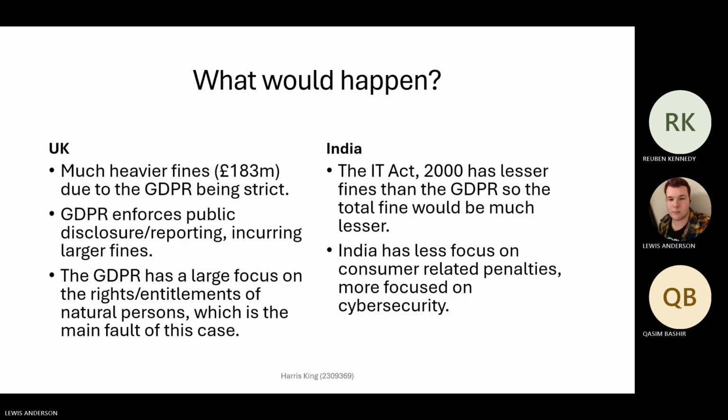Whereas in India, it would fall under the IT Act 2000, which has much lower fines than the GDPR in general. So the total fine would be much lesser. And India has a much less focus on consumer-related penalties and more focused on general cybersecurity.